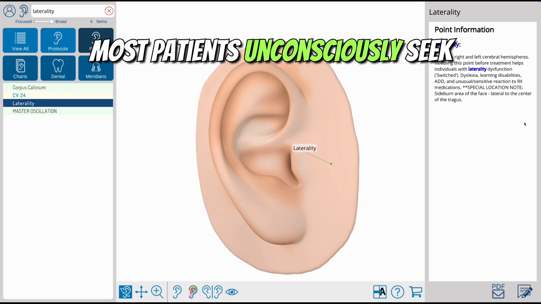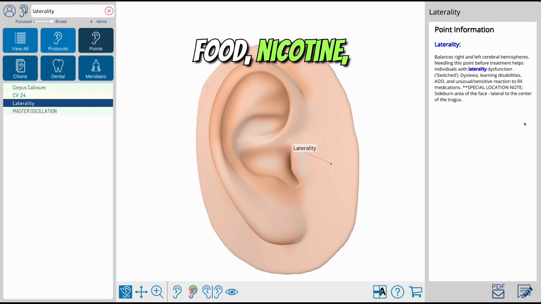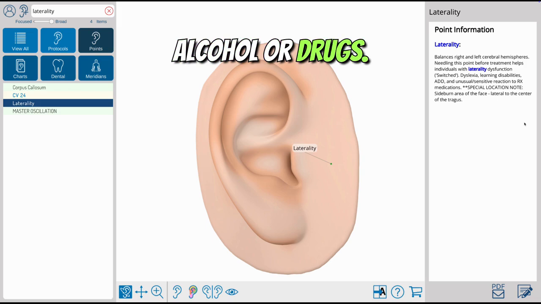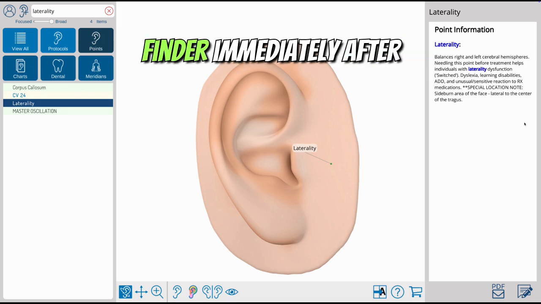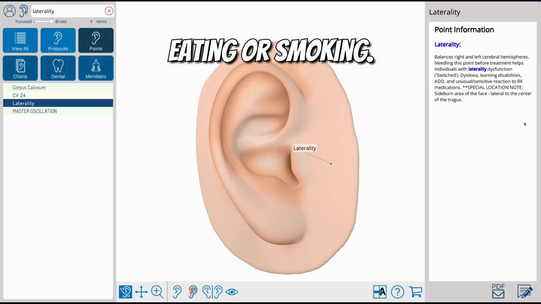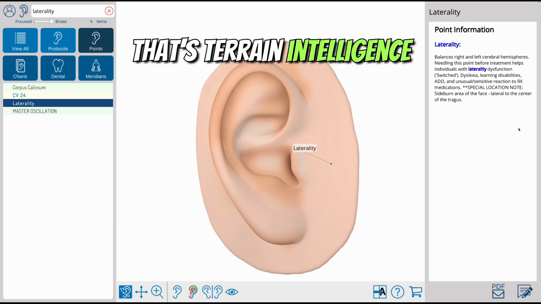And here's the kicker. Most patients unconsciously seek to reset laterality through food, nicotine, alcohol, or drugs. It's why you'll see the point temporarily disappear on a point finder immediately after eating or smoking. That's not random, that's terrain intelligence at work.